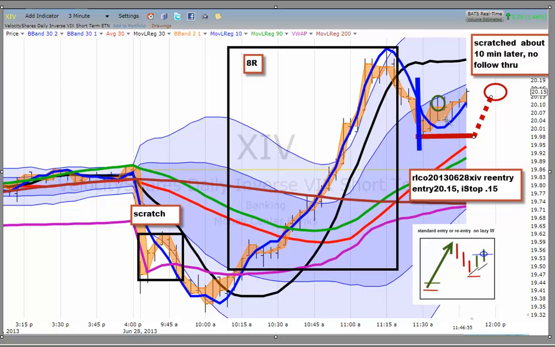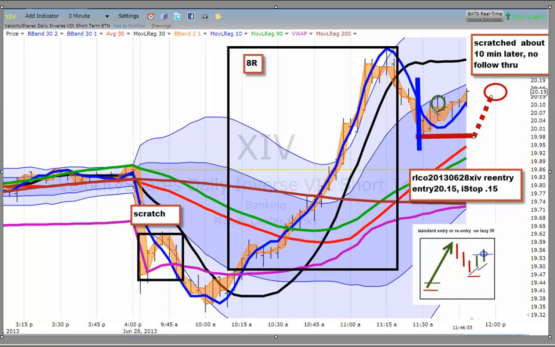What we're hoping for is whatever the size of this leg was, and after this measured pullback, we'd like to see that kind of a size. I'd settle for half of that because that would be about a 4R, and that's still well within the range stat of XIV. Another leg like that is certainly within reason intraday, and that's why we go ahead and make that second entry.